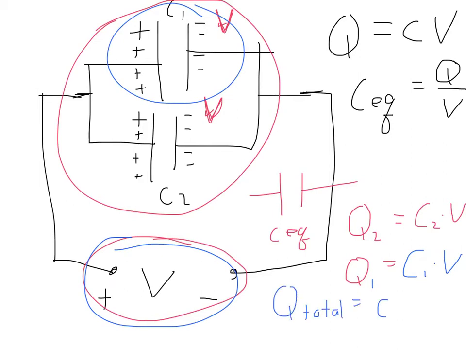It's equal to Q1 plus Q2. It's going to see both of those charges together. Alright, so now let me substitute this in this equation here and find out what the equivalent capacitance is for two capacitors in parallel.